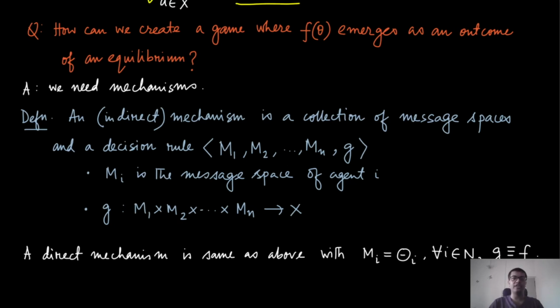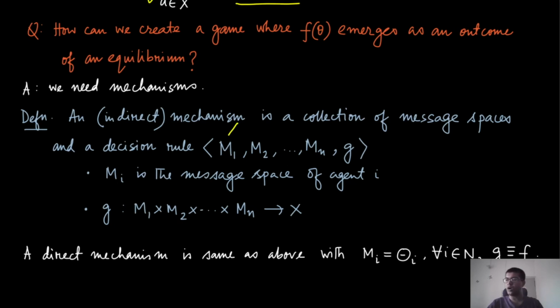And how can we actually ensure that the true f theta that we wanted to implement comes out as an outcome of an equilibrium? So in order to create a game where theta emerges as an outcome of an equilibrium, we need mechanisms. So what is a mechanism? In a more general term, we can define an indirect mechanism. We'll come back to the difference between an indirect and a direct mechanism in a few minutes. So an indirect mechanism is something where every player has been endowed with a message space.